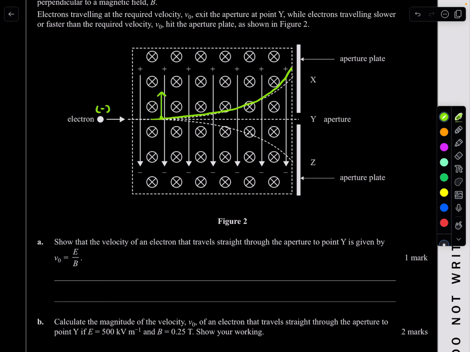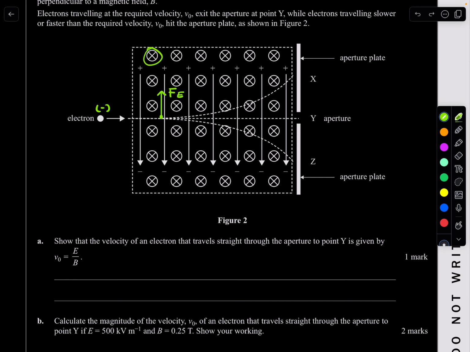And so it will look like this. So this force is electrical. I'm going to write E. And also there's going to be a magnetic force, because remember, you're going at some velocity and you're in a magnetic field. You have magnetic field lines. Yeah, you have a magnetic field.